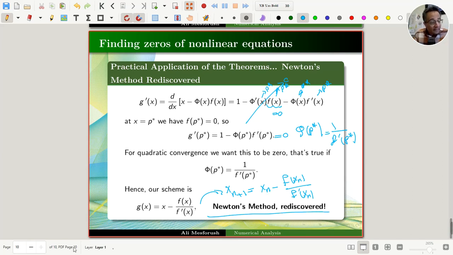So, in the next lecture, I will solve some problems on this subject, and I will try to show you how to compute the rate of convergence for some sequences.